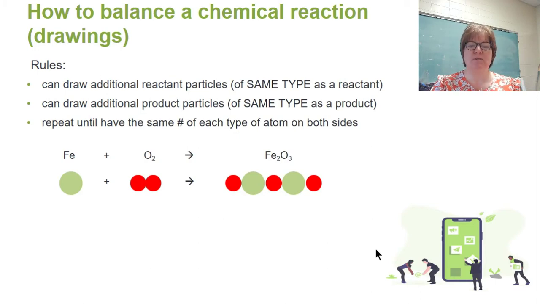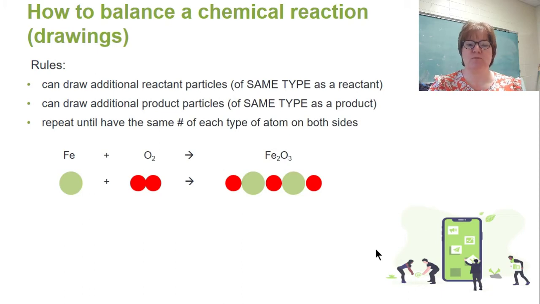If we begin with some drawings, the rules are that when you're dealing with particle drawings, you can draw additional reactant particles, but they have to be identical to the particles you were already shown as reactants. You can draw additional product particles, again, the same type as are already present. And you can repeat that until you have the same number of each type of atom on both sides. So we're going to individually count the circles of each color, regardless of whether they're bonded.